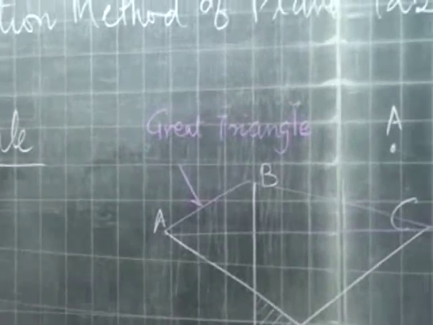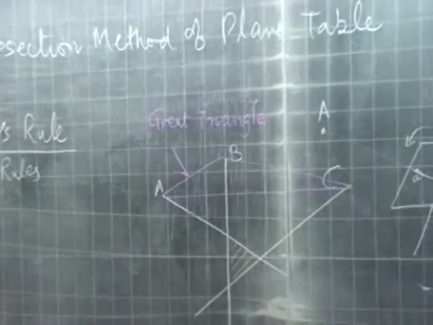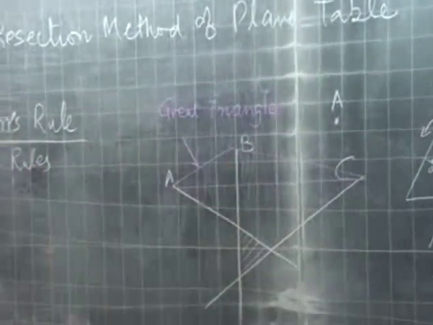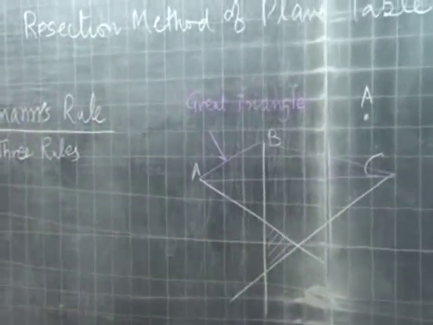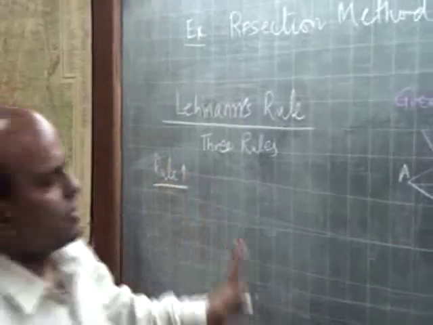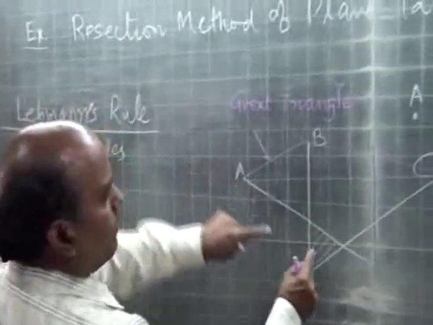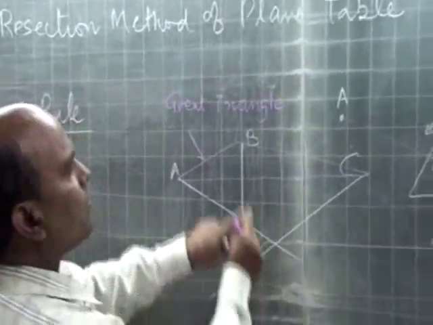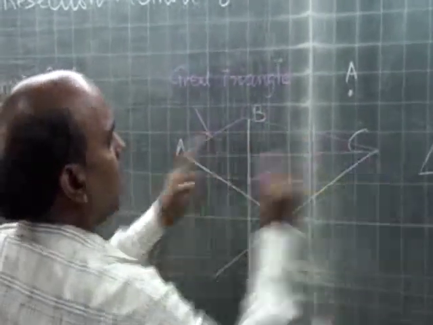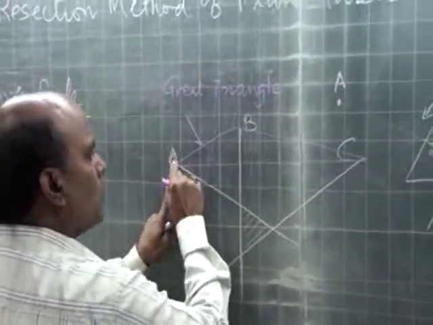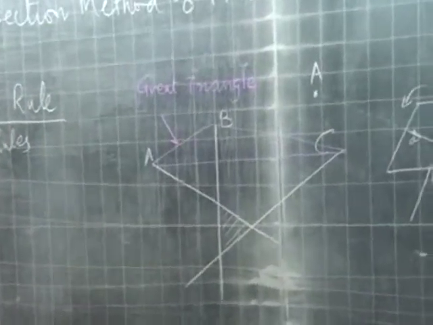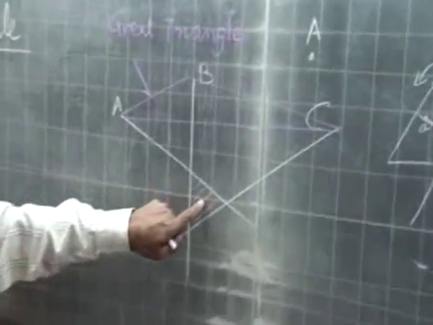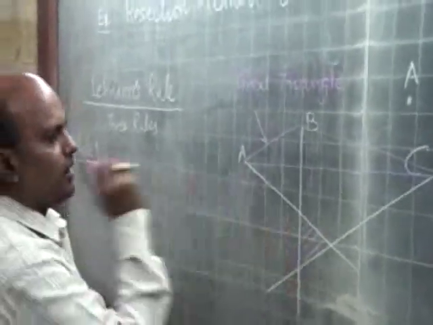So if you are standing within this great triangle, the plane table position will be inside the triangle. So this is rule 1. Rule 1 says that if the plane table is kept within the great triangle, the triangle joining the three control points on the ground, your plotted position will always be within the triangle.